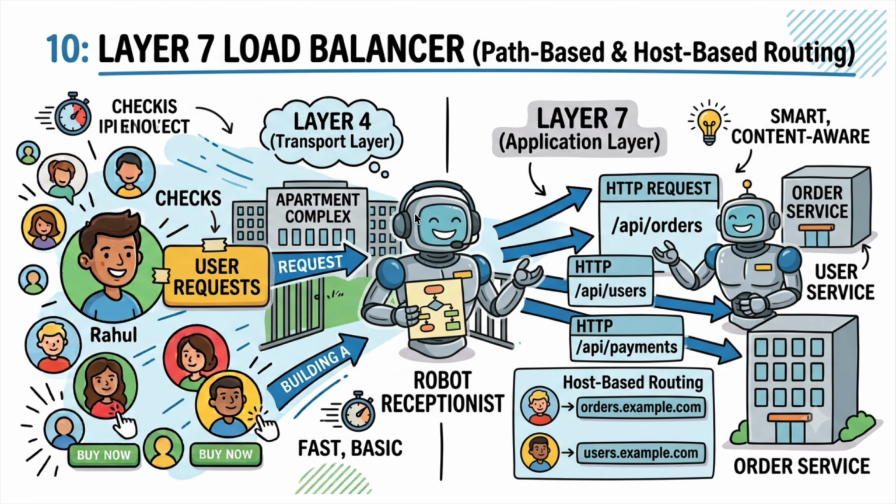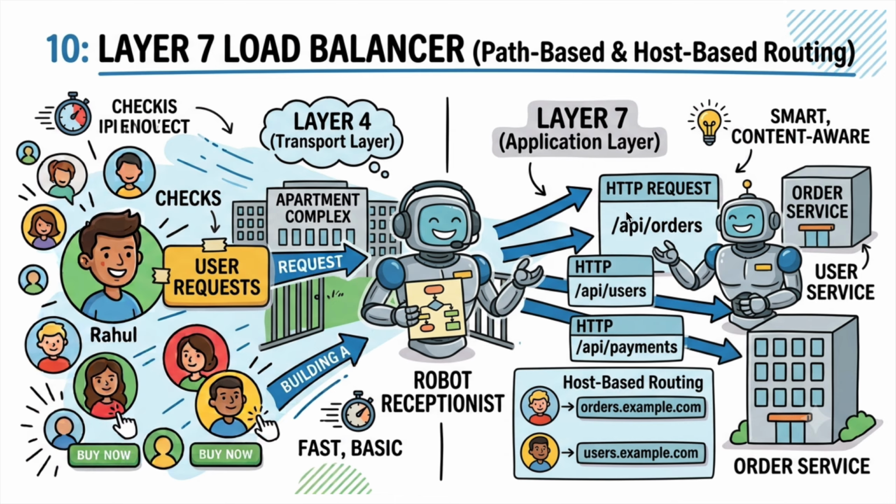Now replace the security guard with a receptionist. The receptionist actually asks what brings you here today. Depending on the answer, Rahul is sent to different departments, right? This is exactly how layer 7 works. Instead of only checking the IP address and the port number, it actually reads the entire HTTP request.